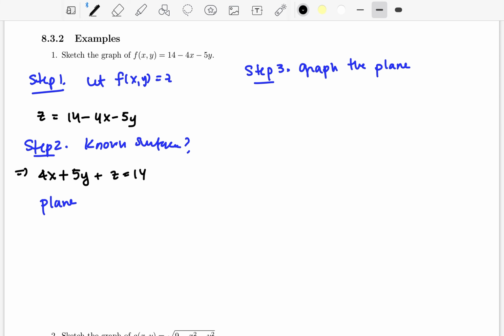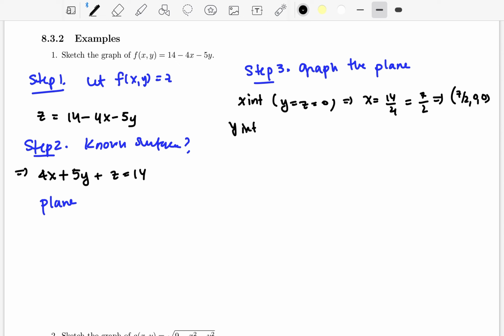Intercepts. Okay, so let's see. The x-intercept happens when y is equal to 0 and z is also equal to 0. So from here, if I make those equal to 0, then I get that x is equal to 14 divided by 4, which is the same as 7 divided by 2. That means that my x-intercept is the point 7 halves, 0, 0.